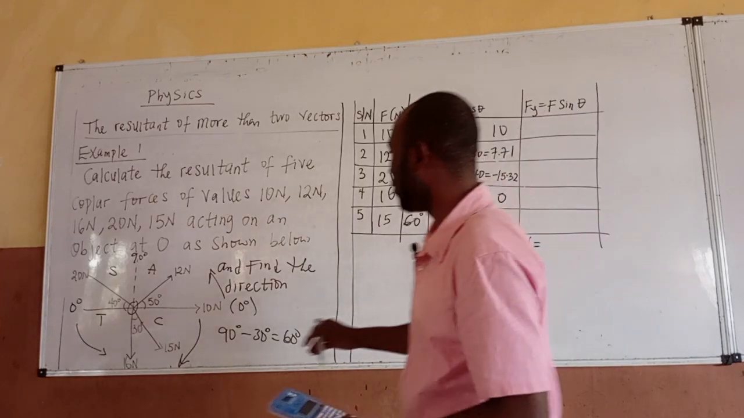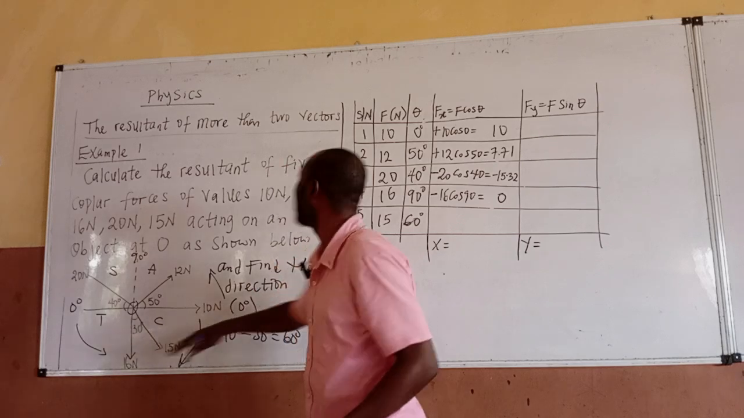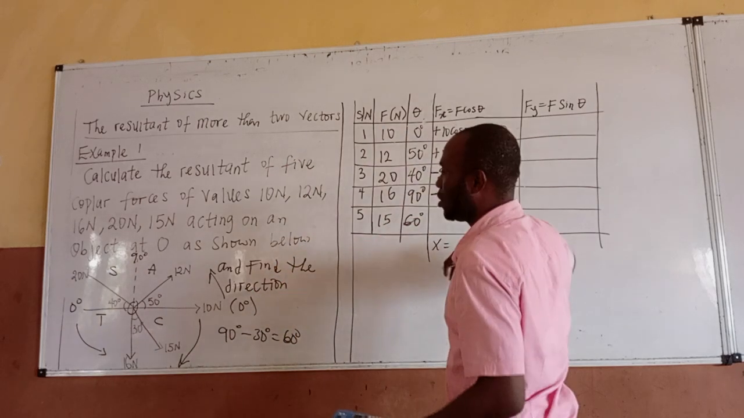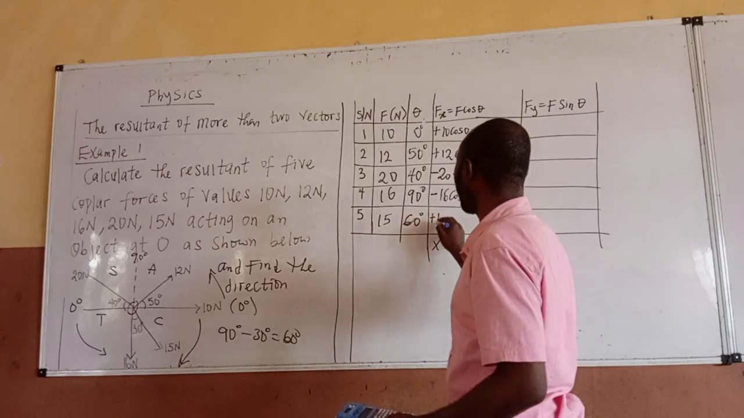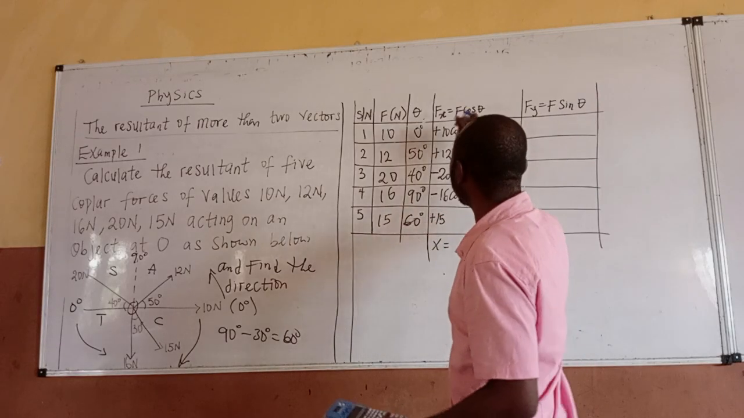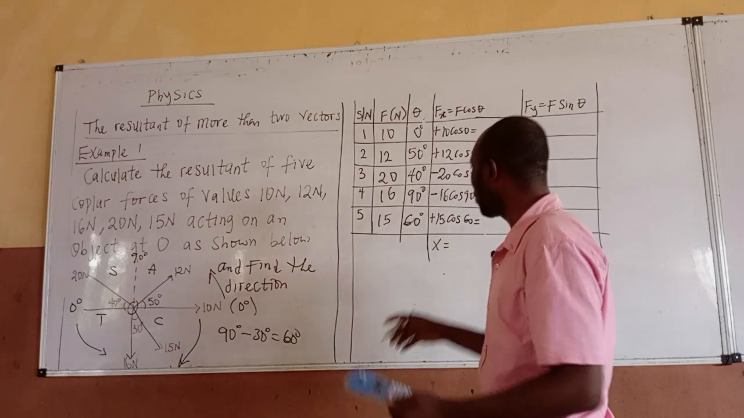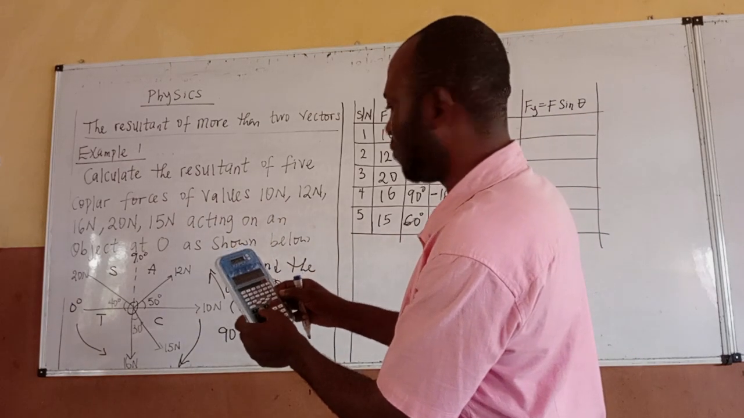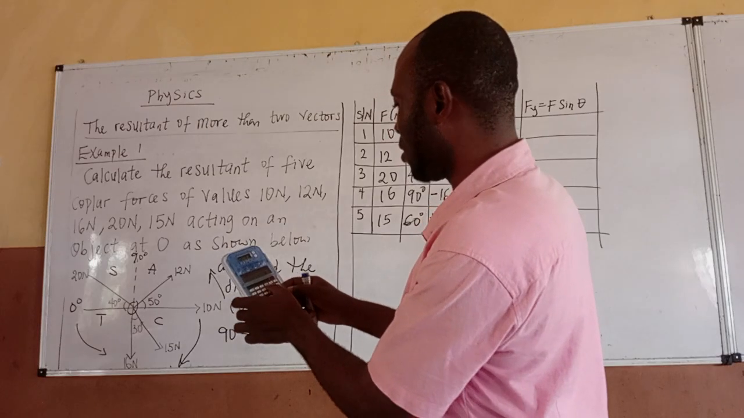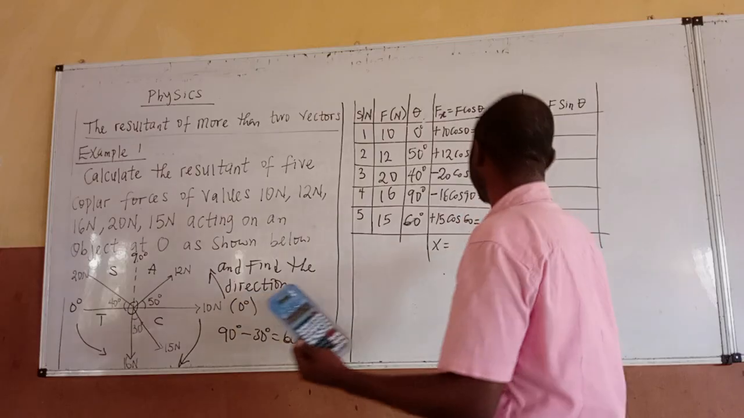And then the fifth one, 15. You can see it is only cos that is positive there, and we are even talking about cos, so automatically you have positive. So F cos theta, cos 60, that is plus 15 cos 60. You punch your calculator, 15 times cos 60, and that will give you 7.5.